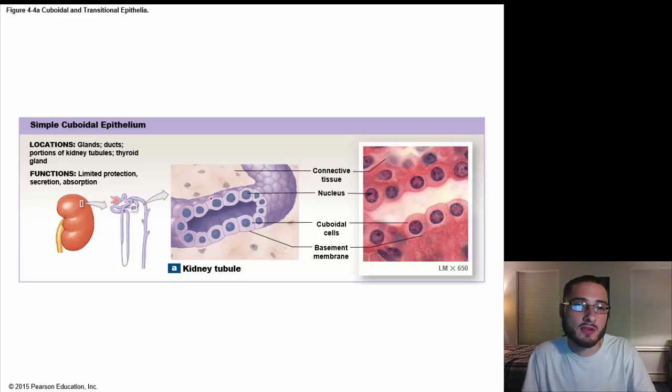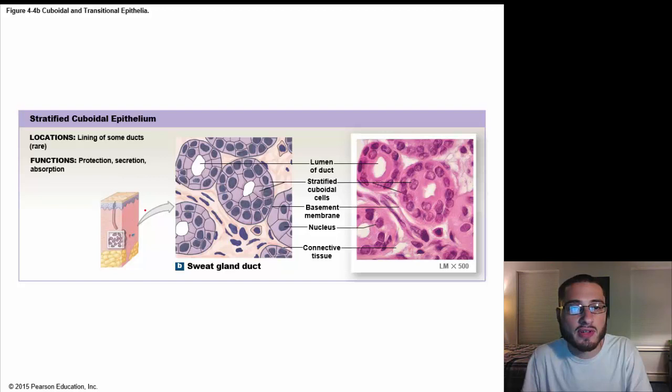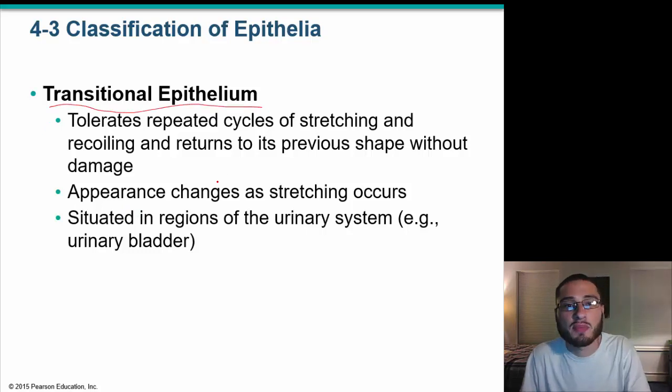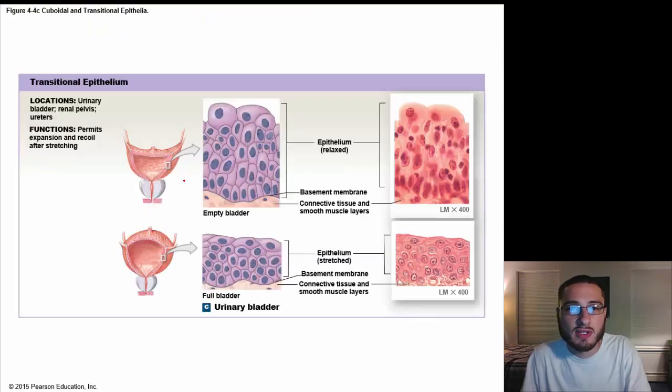You have simple cuboidal epithelium in your kidneys for secretion and absorption. You're going to have stratified cuboidal in the lining of some ducts, good for protection, secretion, absorption once again. And then we have transitional epithelium. Okay, a different type of epithelium tolerates repeated cycles of stretching and recoiling and returns to its previous shape without damage. So that is great in the bladder.